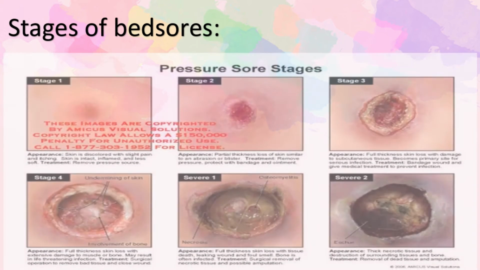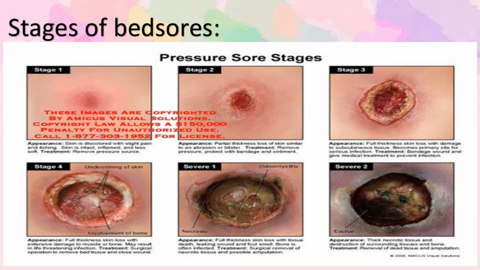We have stages of bedsore. As we have here, we have 6 stages. Stage 1, the skin will appear red and there is some pain in the area, but still there is no lesion. In the second stage, the patient can suffer severe pain and there is thickness in the skin and some redness and the lesion will be started.